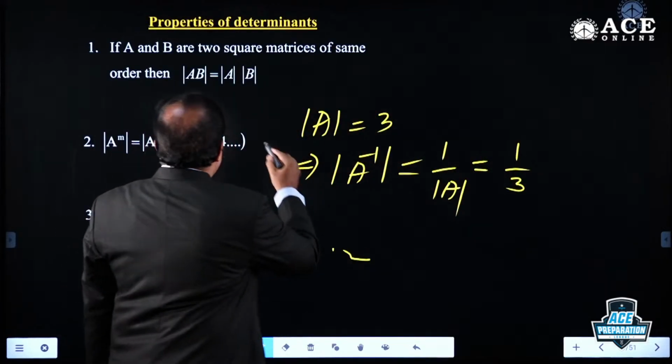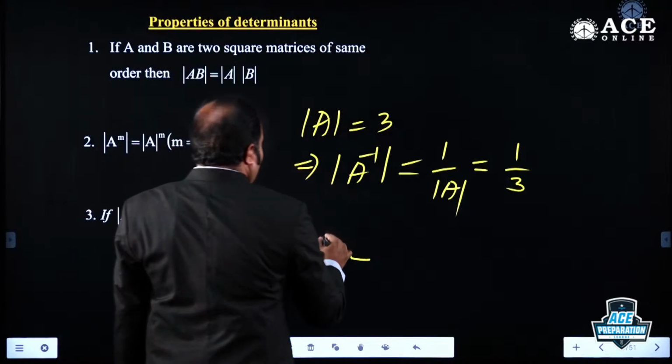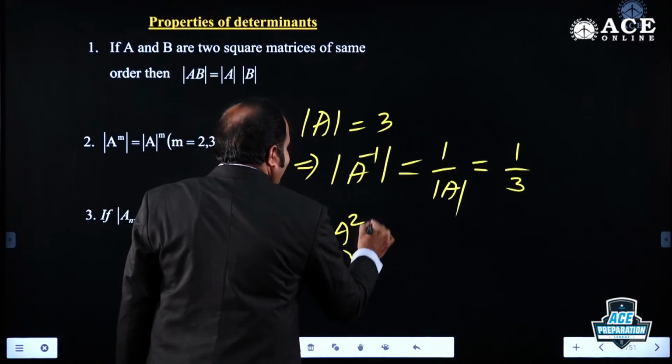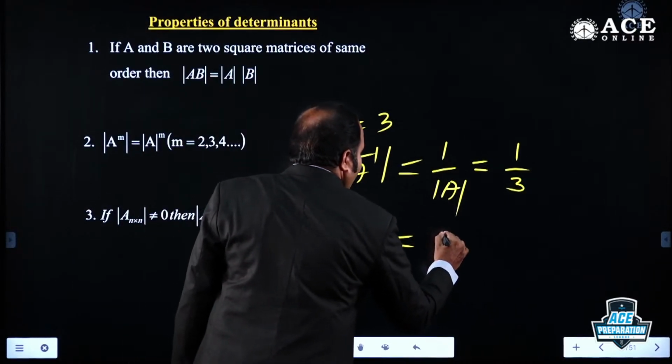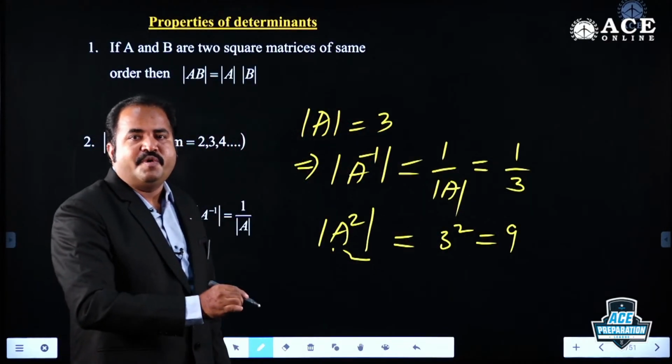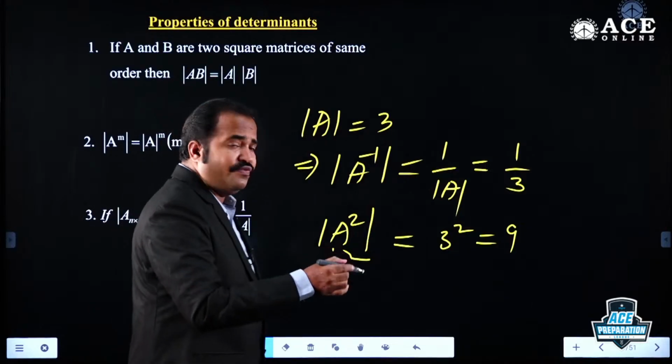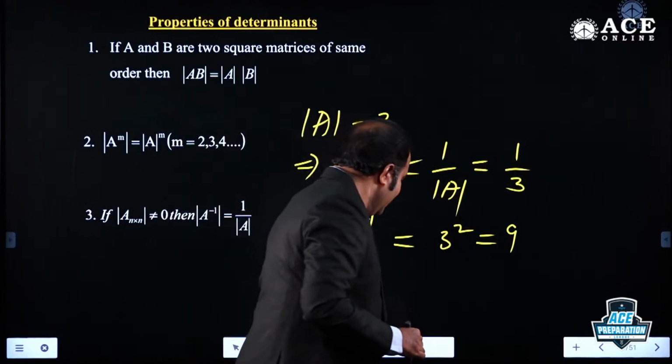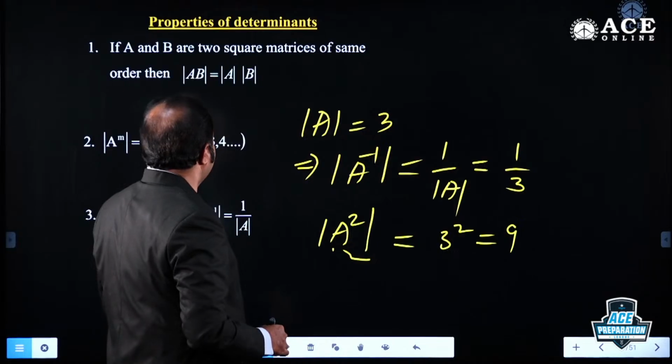Similarly, what about this property? Determinant of A power m means what? For example, if A square is required, then determinant of A square equal to 3 square only, equal to 9 only. So this is the property. These properties are very useful to us. We use these properties frequently, right? Similarly, look at the next one.